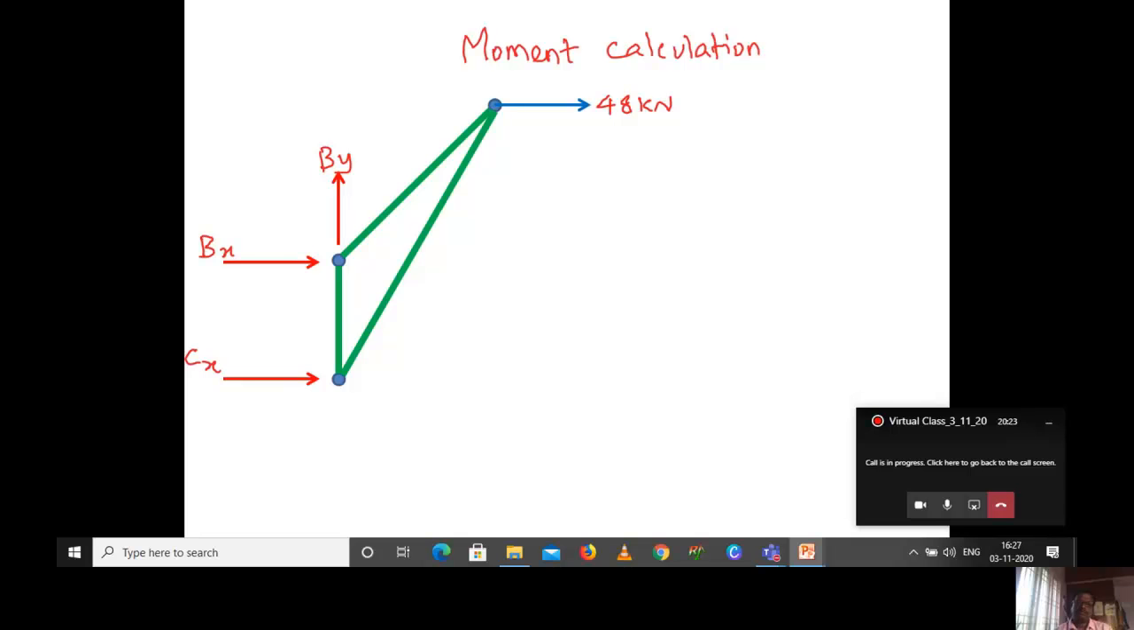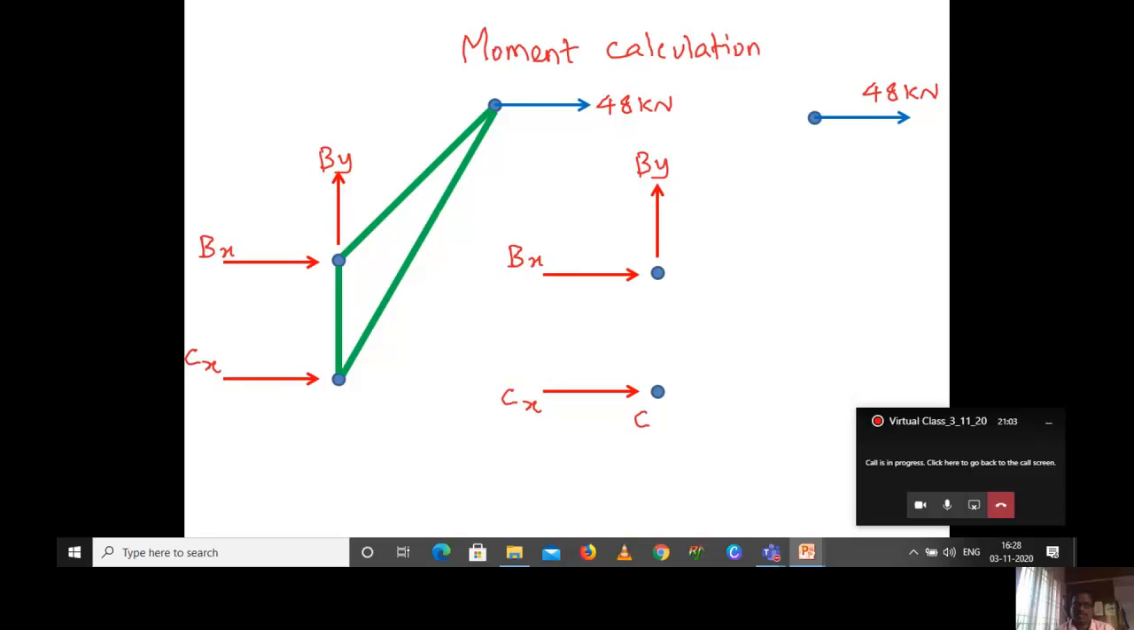So moment, as we discussed earlier, is nothing but force multiplied with the perpendicular distance with respect to that same point from where you are taking the moment. So here we are taking the moment about C point. So I am taking the point C first, and then you know that at point C there is a force called Cx, that is nothing but reaction force. And then I'm coming to the point B. In point B we are having two forces, Bx and By. And one more force is acting in the system, that is at point A, that is 48 kilonewton.